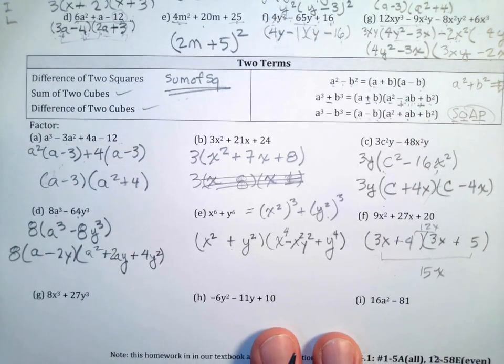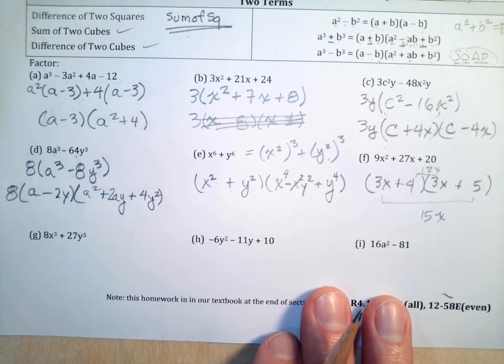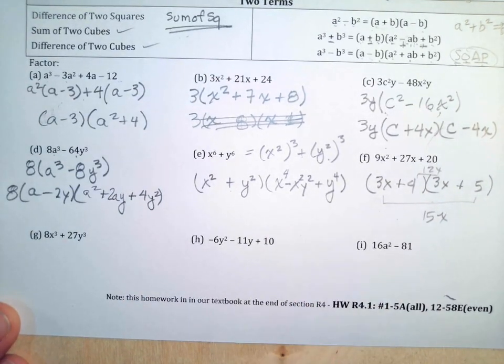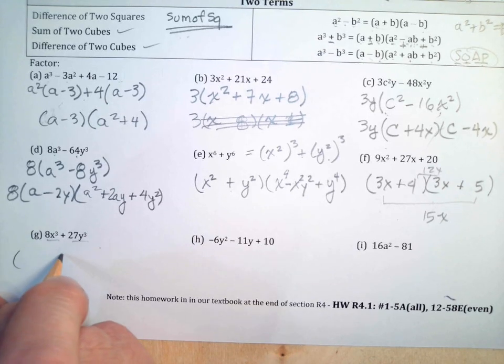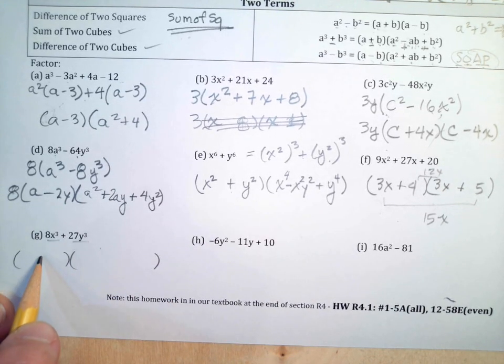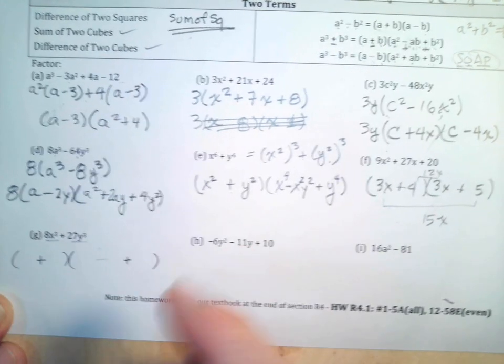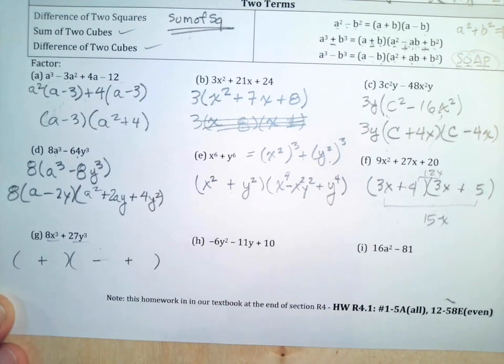Okay? All right, let's look at G. There's no common factors in that one. So this is a perfect cube and this is a perfect cube. So we're going to have a binomial and a trinomial. The sign is plus, so it's the same. It's the opposite, and it's always positive. Sorry, I'm not giving myself a whole lot of room for these, but all right.